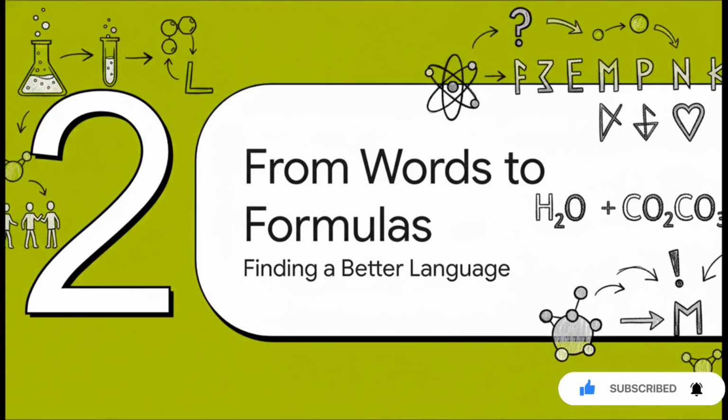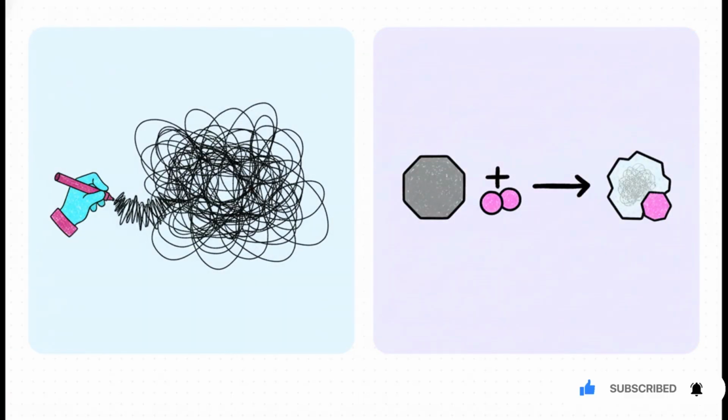Describing these things with full sentences works, but it's a bit long-winded. Scientists needed a much better, way more efficient language to tell these chemical stories. So let's see how that language developed. Just look at the difference here. On the left, we've got the long description. It's clear, but it's a mouthful. Now look to the right. The word equation. Magnesium plus oxygen, that arrow means yields or becomes. Magnesium oxide. It's so much cleaner, right?